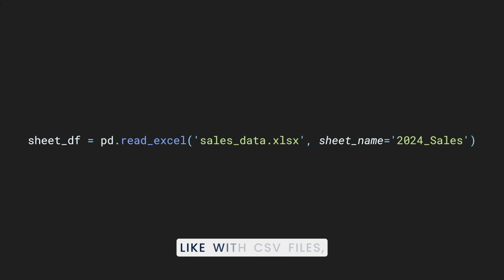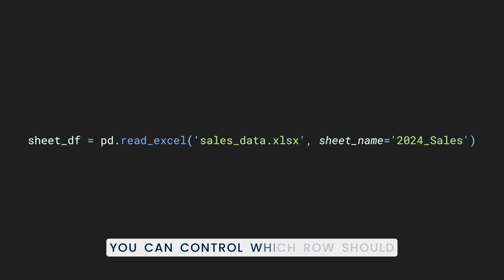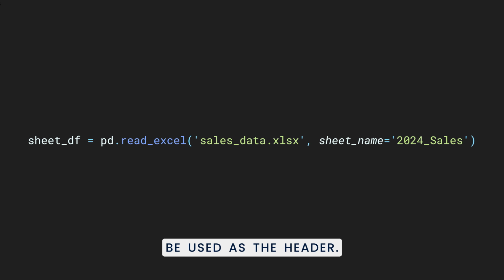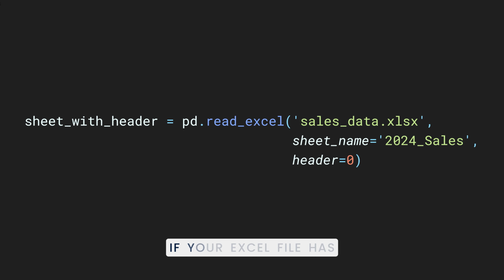Next, just like with CSV files, you can control which row should be used as the header. If your Excel file has titles or notes before the actual column headers, you can skip past those and tell Pandas where the real headers begin. Just set the header row to the correct index.